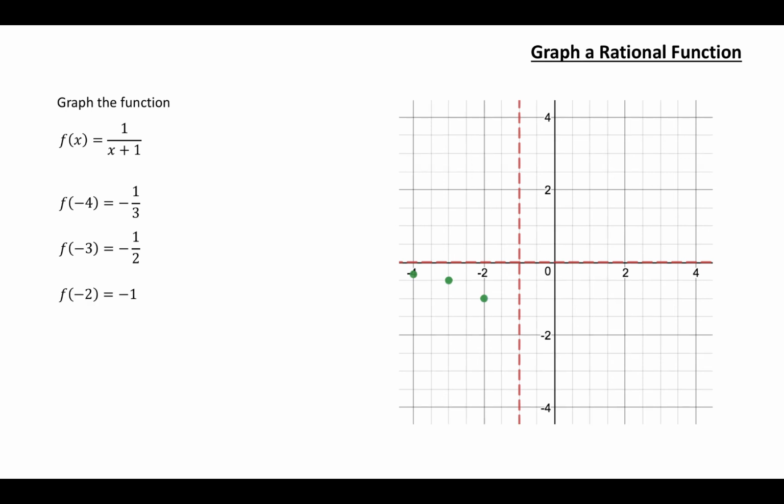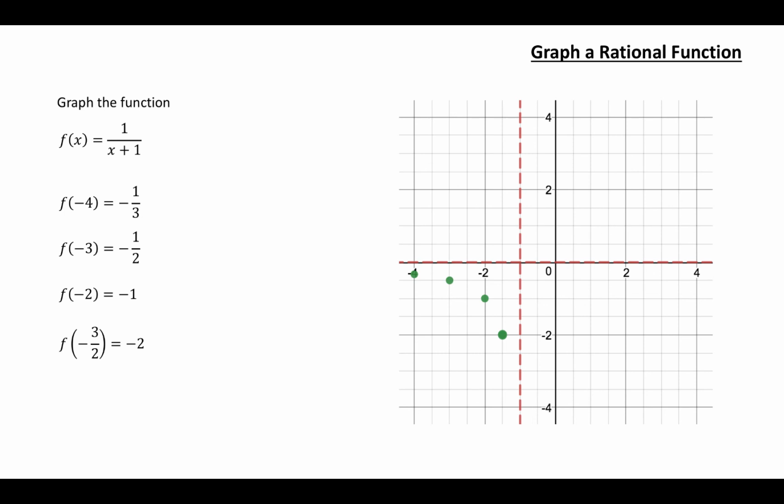f of negative 2 is equal to negative 1. So we will plot the point negative 2, negative 1. f of negative 3/2 is equal to negative 2. So we will plot the point negative 3/2, negative 2. We can see a trend happening in this curve. We know that the graph must approach but never actually touch the asymptotes. So we can graph this function by drawing a curve through these dots that satisfies that condition, that we should infinitely approach the asymptotes but never actually reach them.